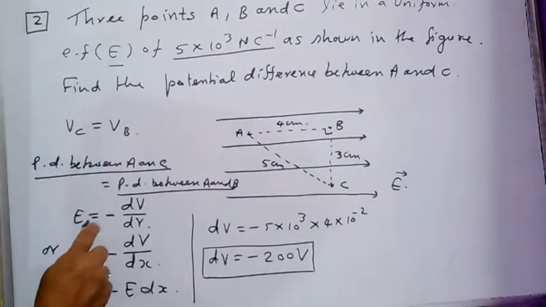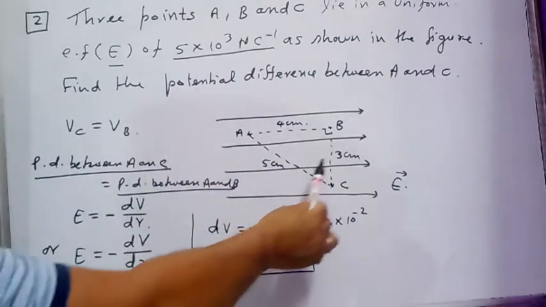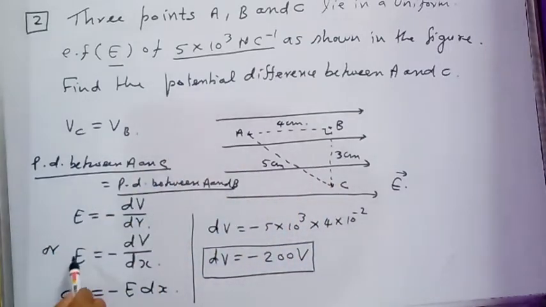So by the relation E is equal to minus dV by dr. As variation of the electric field is taking place in the direction of x axis, that is why this relation can be written E is equal to minus dV by dx.